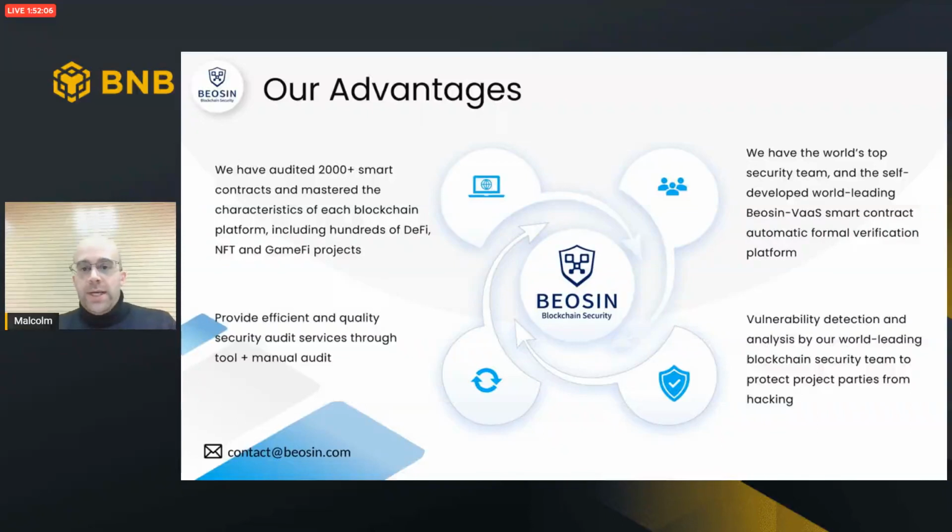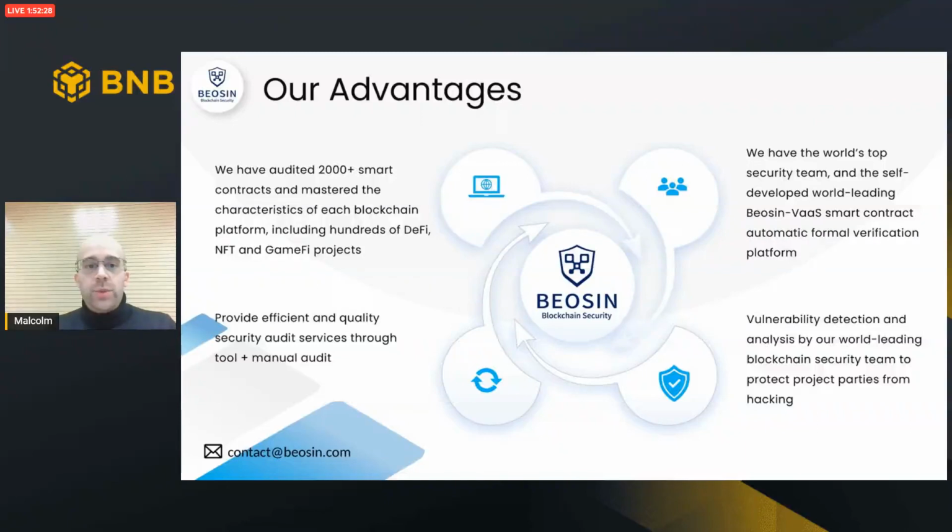We have one of the world's top security teams. We have the world-leading BSC verification as a service smart contract platform, which I strongly suggest you to test out. It's free to use, so you can find it through our website and try it out.